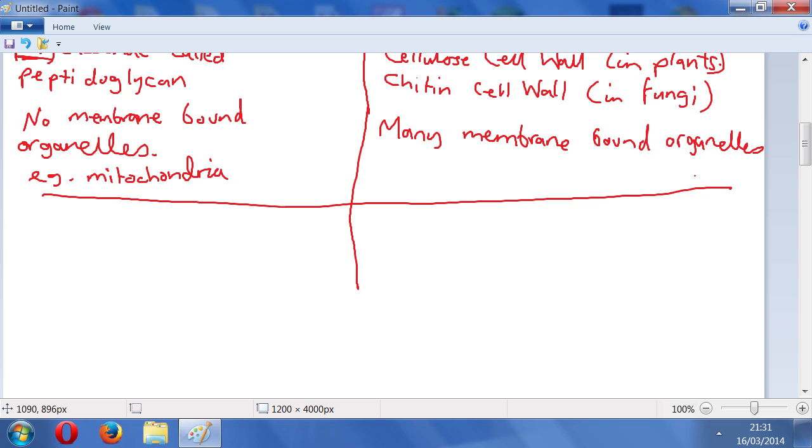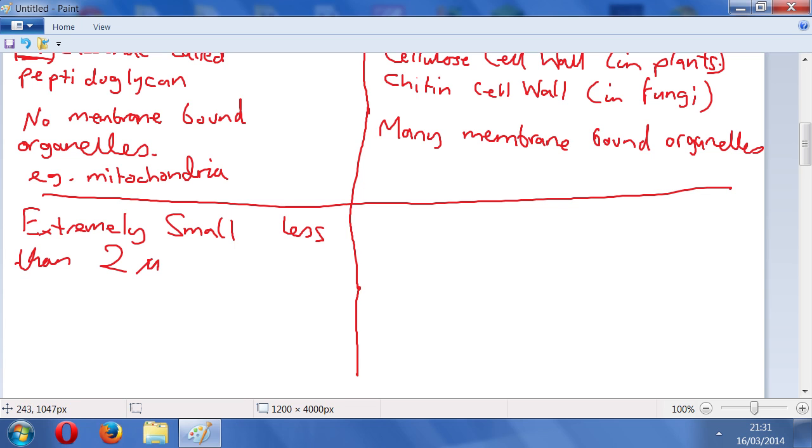Okay, this will work out quite nicely actually, because we can talk about the size in a separate little topic here. So prokaryotic cells are extremely small. These are very, very tiny little things. Less than 2 micrometers in diameter. So imagine the cell and the diameter going through the origin there is going to be less than 2.